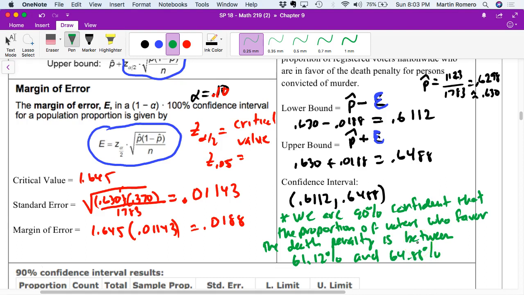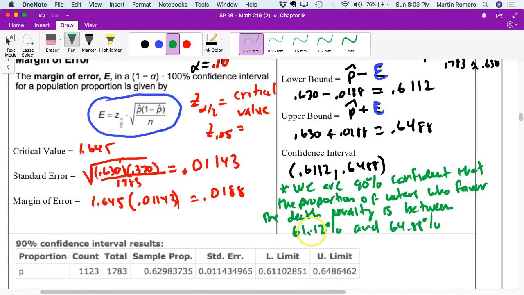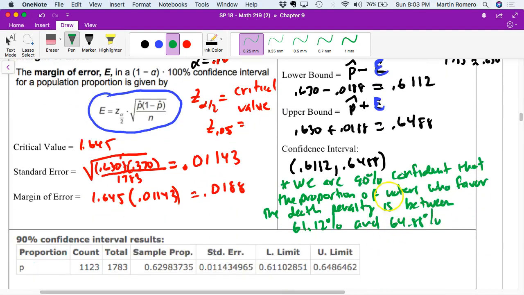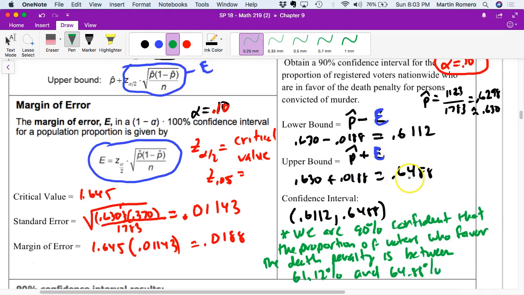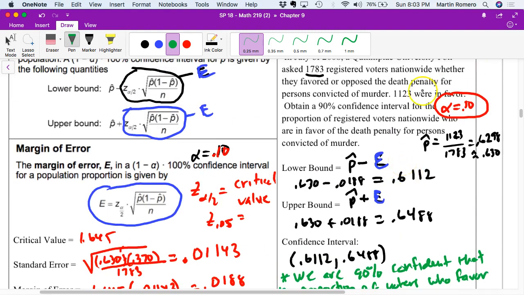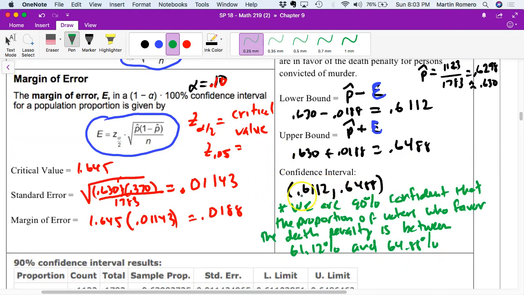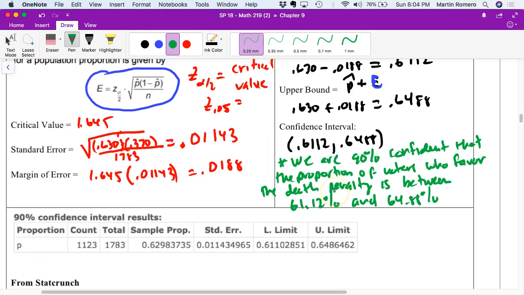We are 90% confident that the proportion of voters who favor the death penalty is between 61 and 64%, or 61.12 and 64.88%. That's an interval estimate. We're estimating how many people favor the death penalty in the population. Our original estimate of 63 is more likely wrong, so we devise a method to calculate an interval.